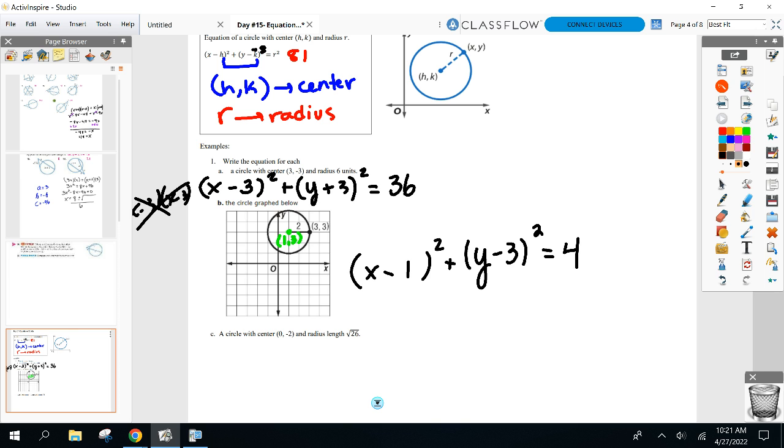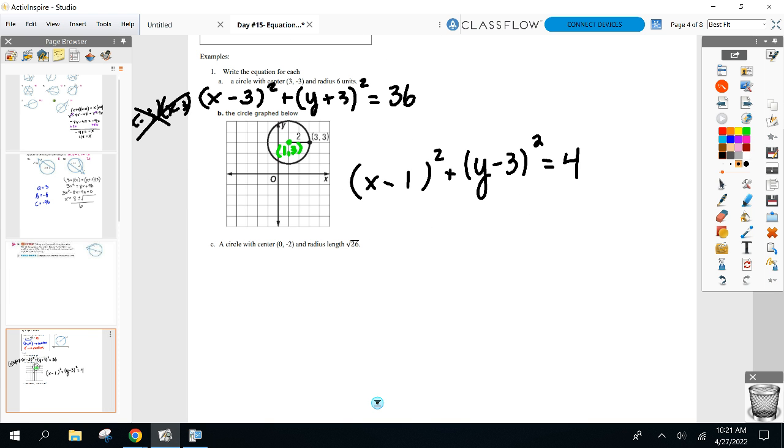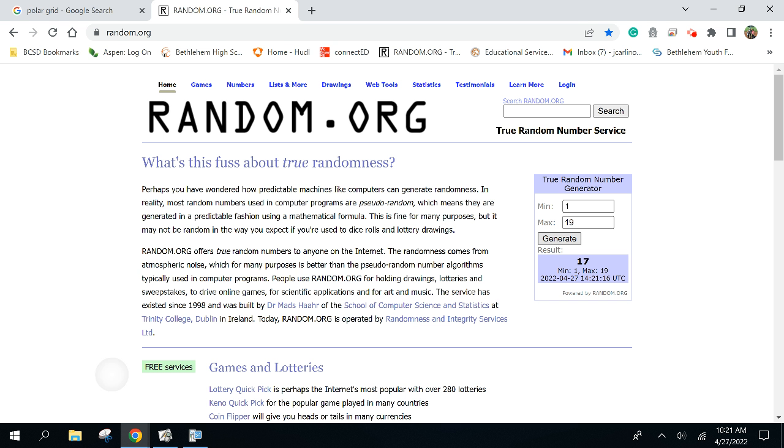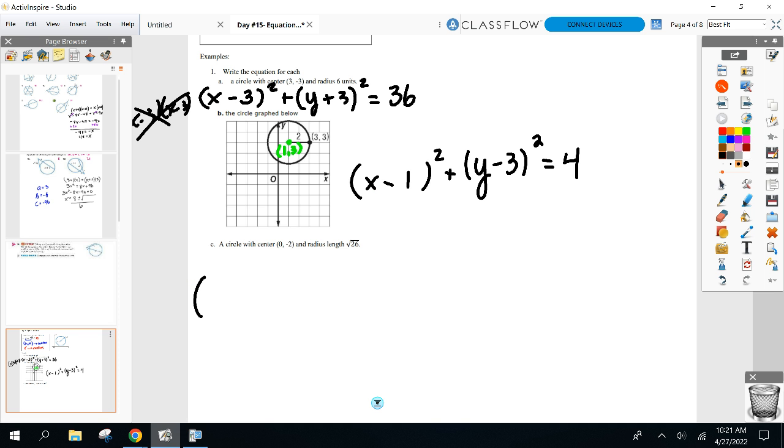Anything I can answer? So far, so good? All right, no problems here. Center 0, negative 2. Length of radius radical 26. I gave you the center. Let's plug it in. What's the first parenthesis going to look like? George, what's the first parenthesis going to look like? X minus 0. Yep. All squared.